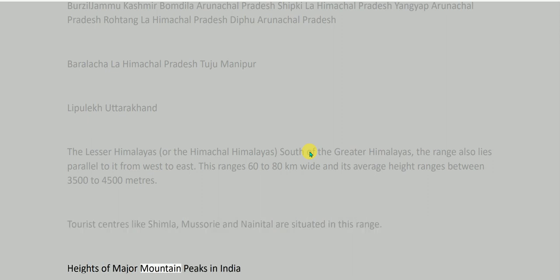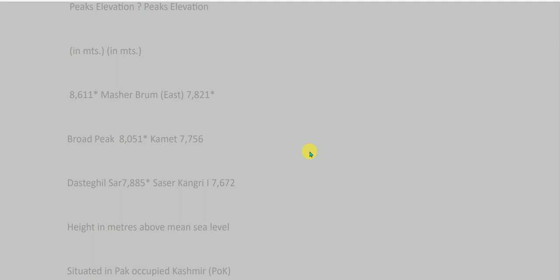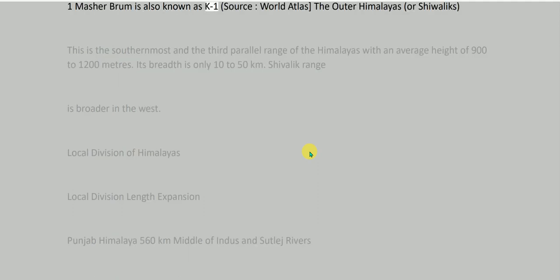Heights of major mountain peaks in India. Peaks elevation, in meters: Masherbrum East 7821, Broad Peak 8051, Kemet 7756, Dastagil Sar 7885, Sasa Kangri I 7672. Height in meters above mean sea level, situated in Pak occupied Kashmir, POK. Masherbrum is also known as K-1. Source: World Atlas.